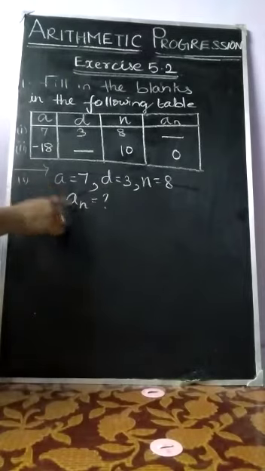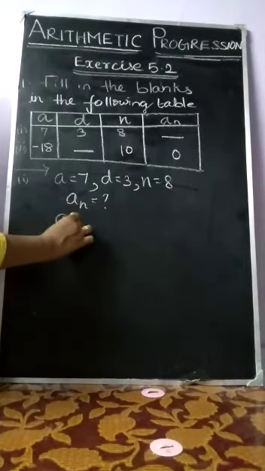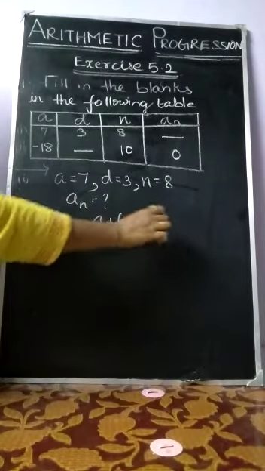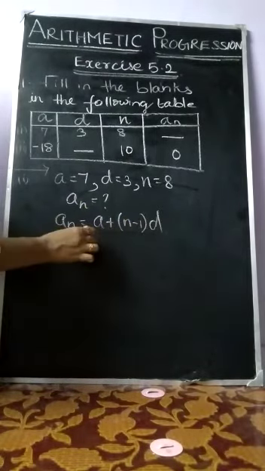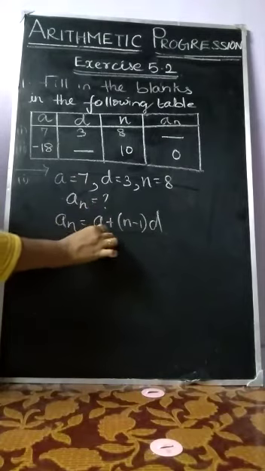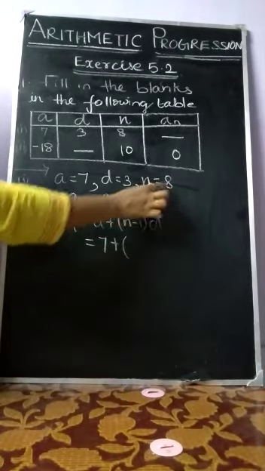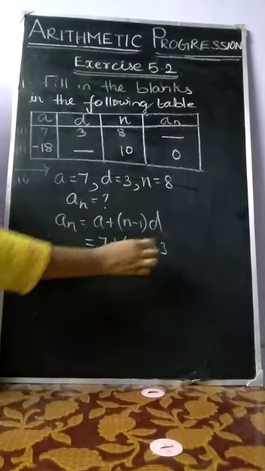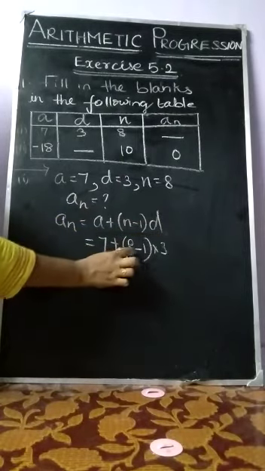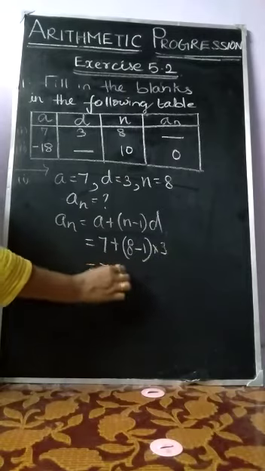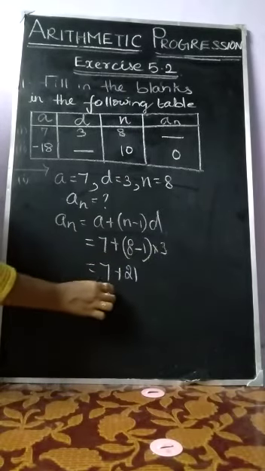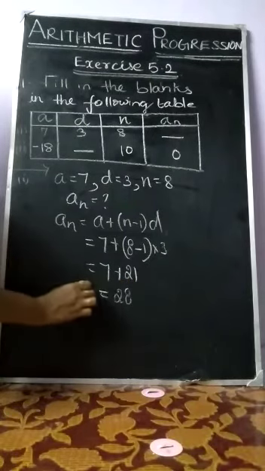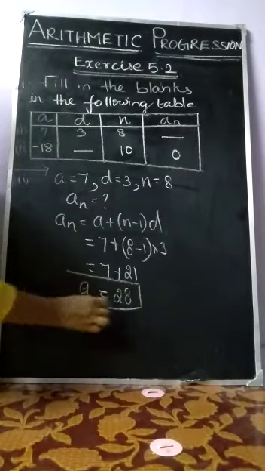What is our an? That is the general term formula. An is equal to a plus n minus 1 into d. So we have to apply all the values in this formula. So a value is 7 plus n value 8, so 8 minus 1 into d value is 3. So 7, 8 minus 1, 7, 7 3s are 21. So 21 plus 7, what is the value actually? 28. That is our an value. This is our first solution answer.